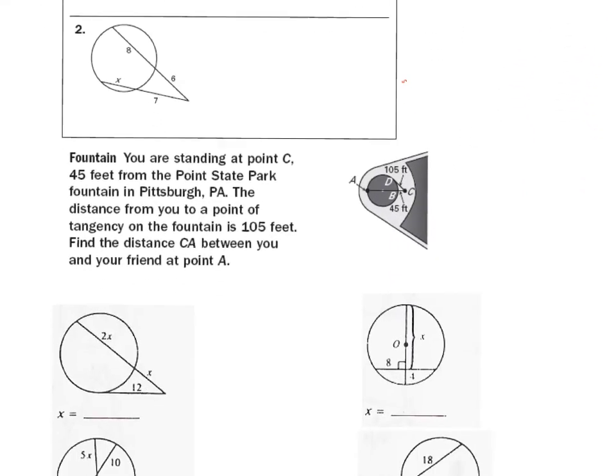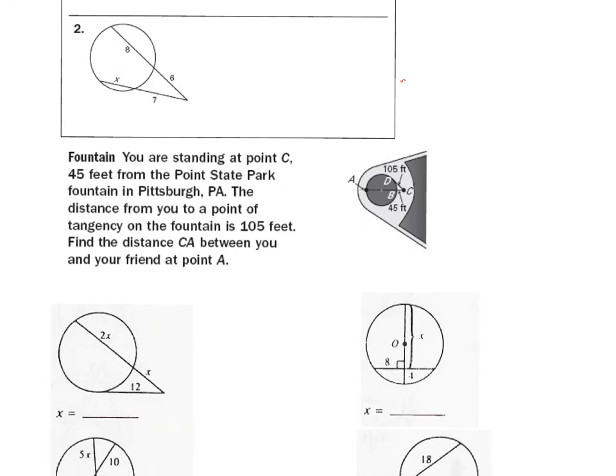Okay, let's skip down to this problem in the notes and use that theorem that we just talked about. So we've got this fountain problem, and we're standing at point C out here, and we're 45 feet from the fountain. The distance from us to a point of tangency is 105 feet. So that's my tangent segment, so 105 squared is equal to the outside segment of the secant, so 45 feet, times the whole.